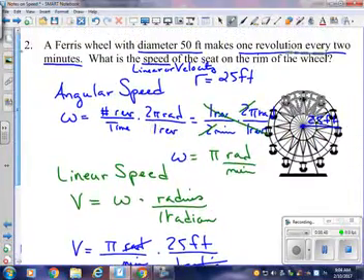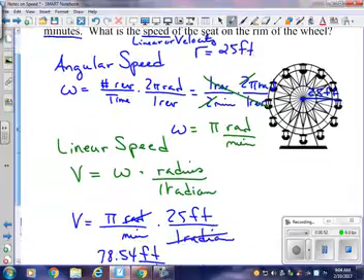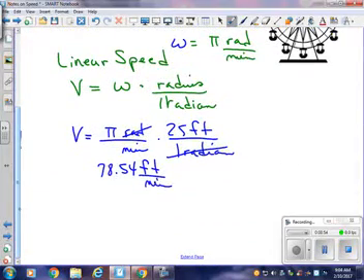And let's go back and read the question. What was the speed of the seat on the rim of the wheel? It doesn't say what units they want it in, so I can leave it in feet per minute. Now, in some problems like this, it may tell you to convert your units, and they want specific ones, but this one did not, so I can leave it like this. And this is not a very fast Ferris wheel.